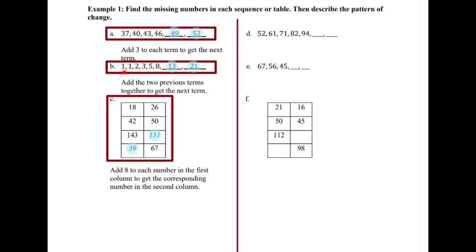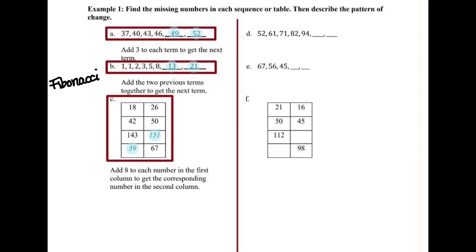Okay, here, this one's a specific sequence. It actually has a name, and I'll tell you in just a second. 1 plus 1 is 2. 1 plus 2 is 3. 2 plus 3 is 5. 5 plus 3 then would be 13. 8 plus 13 is 21. And that's called the Fibonacci sequence. Fibonacci was the guy that created that, and you'll see it again probably in your college career.